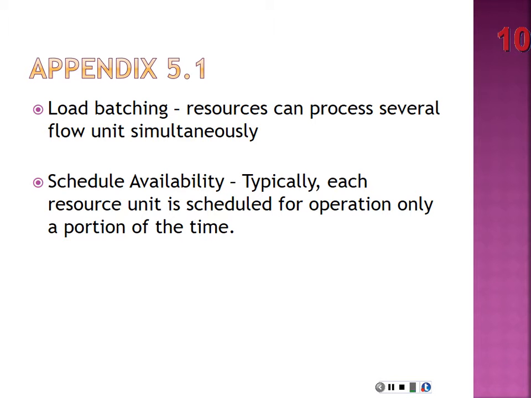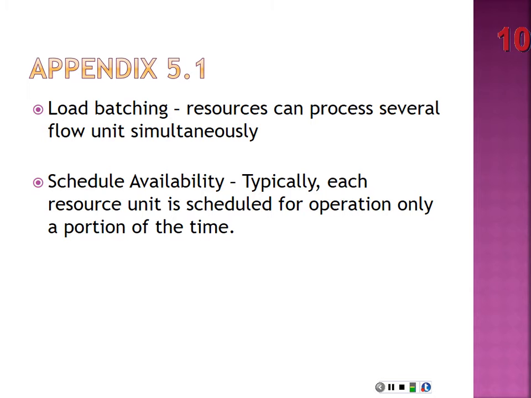We'll see. Okay, so load batches: often resources can process several flow units simultaneously, a phenomenon referred to as load batching. For example, consider an oven that can bake 10 loaves simultaneously. We say in that case that its load batch is 10. The computations of effective capacity used in 5.2 continue to apply if we just define a flow unit as one batch. So we're no longer talking about one unit, but one batch. Naturally, the higher the load batch, the higher the capacity.